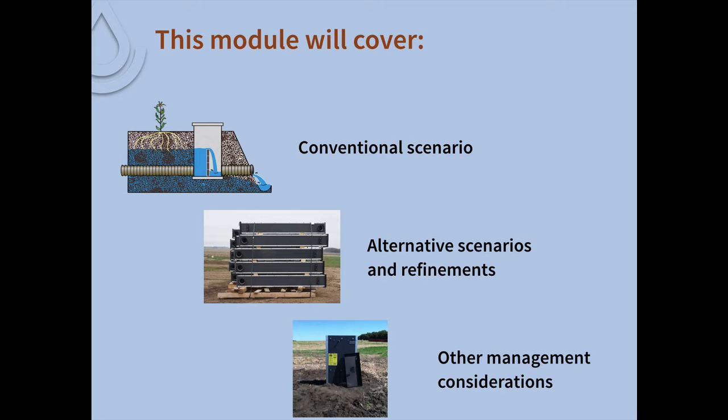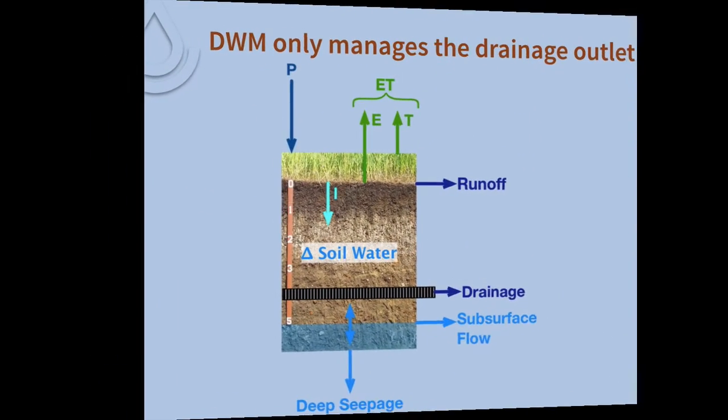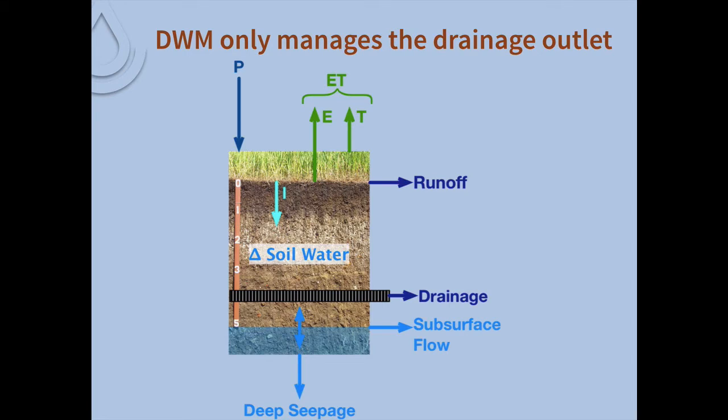Regardless of the scenario, an important concept to remember is that drainage water management only manages the drainage. It doesn't manage the water table itself. And so the actual water table then is going to be a function of the precipitation that's received, along with evapotranspiration and other losses, as well as the outlet setting. The exception, of course, is sub-irrigation, where we add water back into the system in order to maintain a water table. And that's something we'll discuss briefly later on in the module.